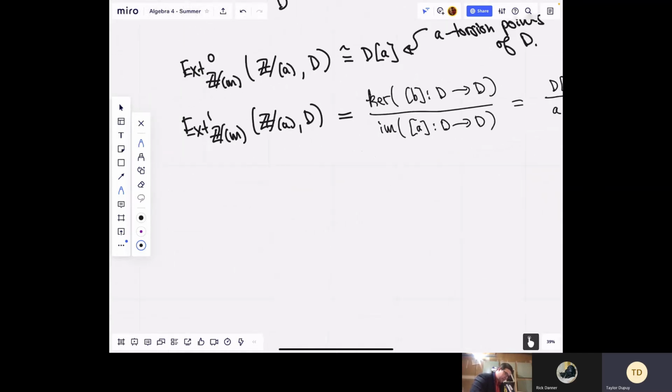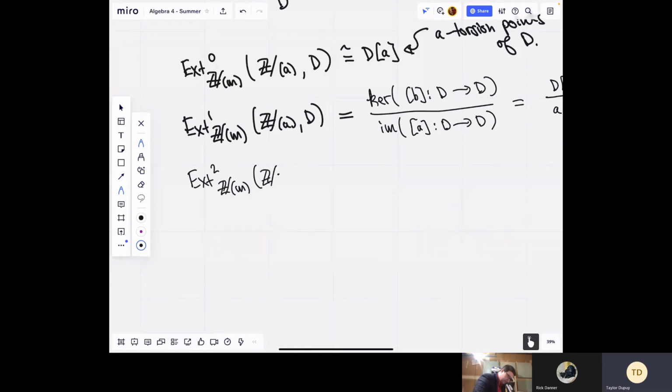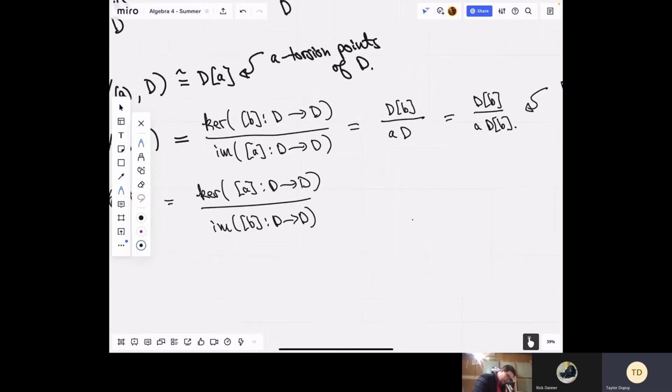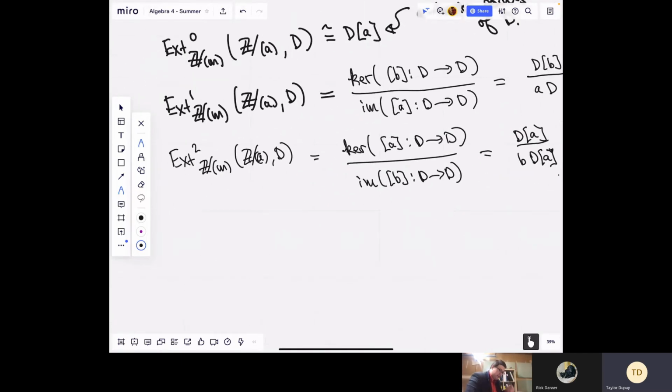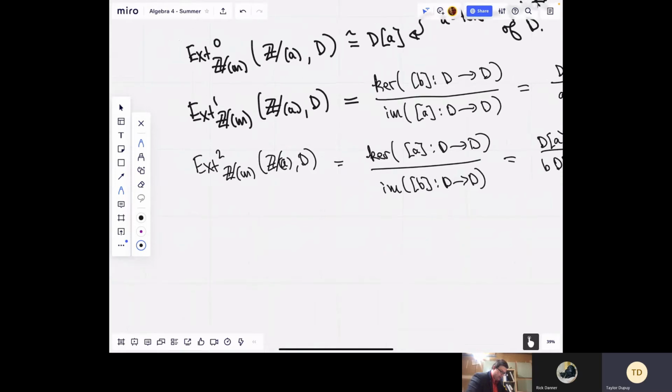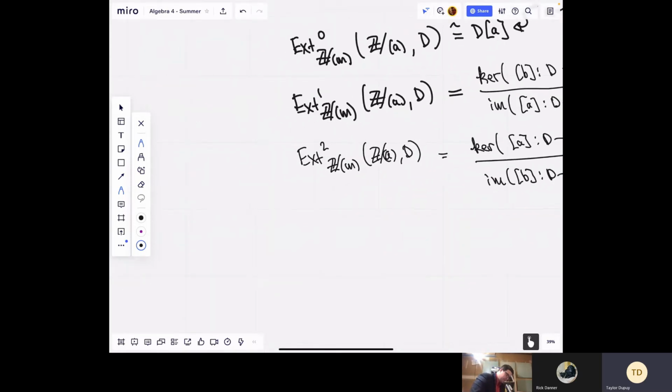Similarly, when we do Ext^2 of Z/m, it's going to be something very similar, except we're going to have the kernel of multiplication by A, and then the image of multiplication by B. So this thing is D[A] modulo B times D. And actually, this is going to be the odd ones, and this is going to be the even ones.